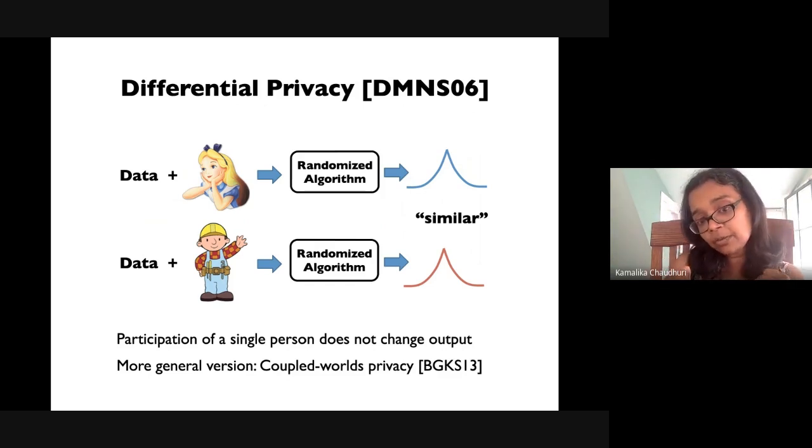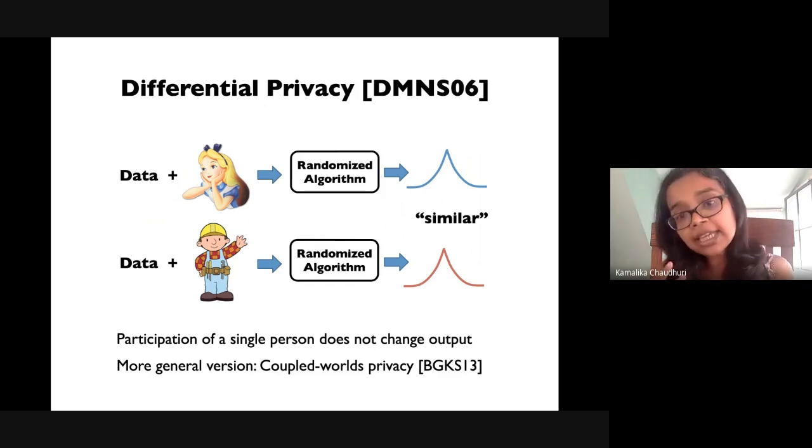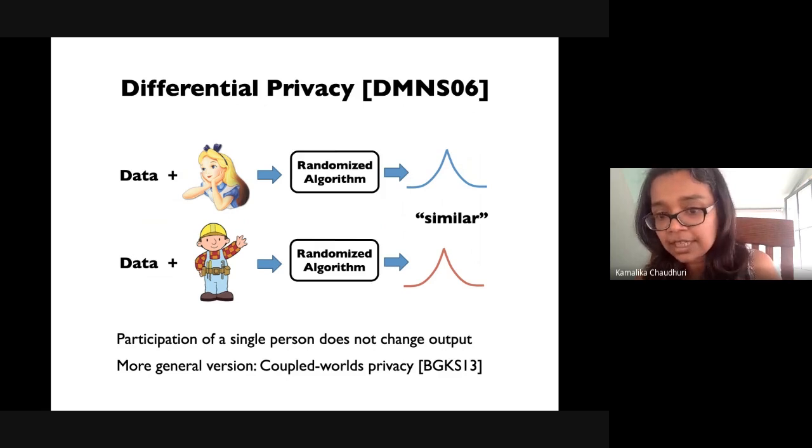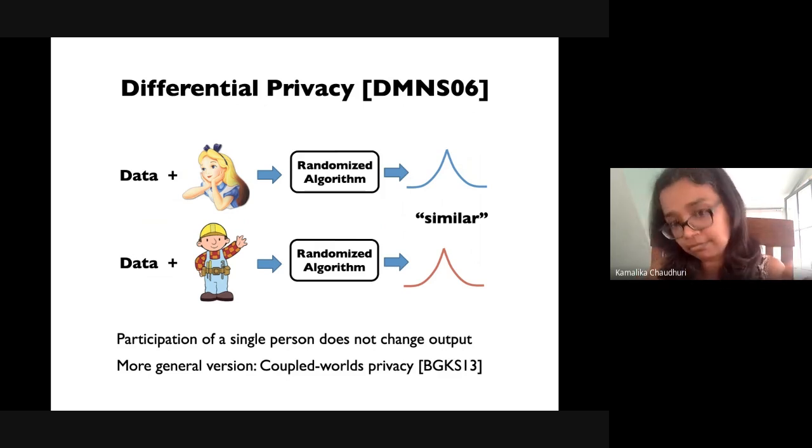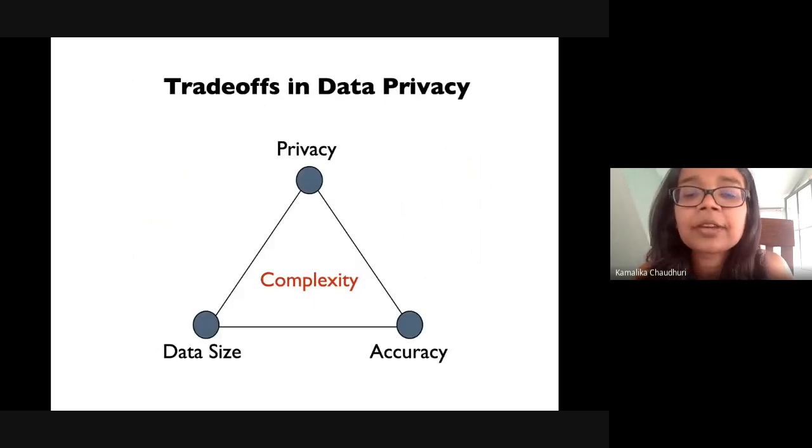In another world, what happens is Alice comes out and Bob goes in instead. In both cases, the distribution of the outputs is the same, right? And there is also a more general version of this called coupled worlds privacy, which looks at it in general.